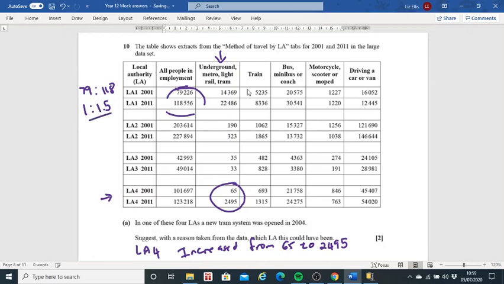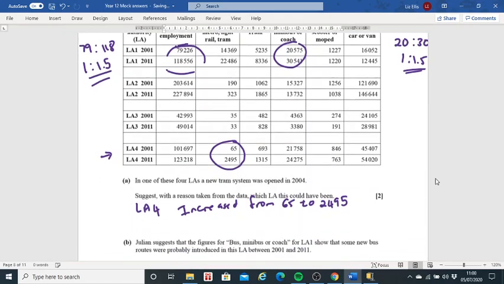Let's have a look at the ratio of the bus. We've got 20 to 30. What's the ratio of 20 to 30? It's 1:1.5. Can you see that these are the same ratio? In other words, the increase in the number of people corresponds with the increase in the bus or minibus or coach. So therefore it's unlikely it's new bus routes. It's far more likely that it's just the increase in population.